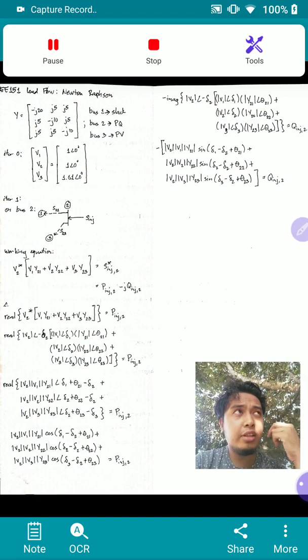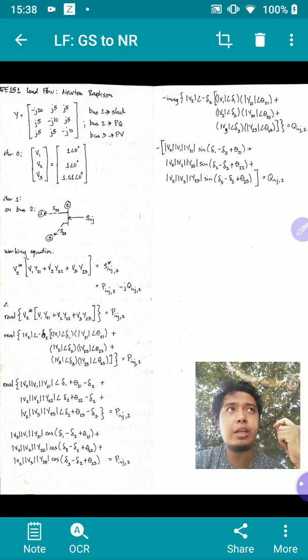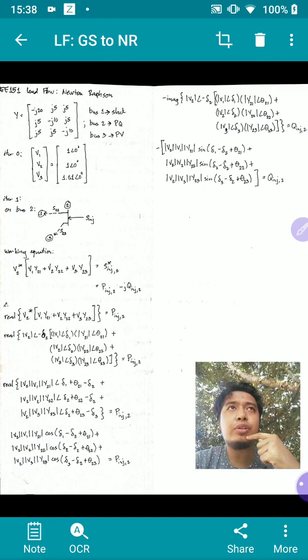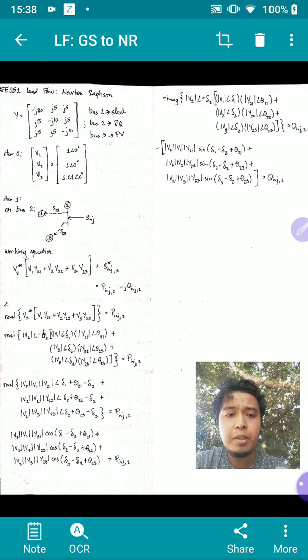And then in the next video, I'll be showing you how to perform the iteration on Newton Raphson, and then highlight the difference between Newton Raphson and Gauss Seidel.